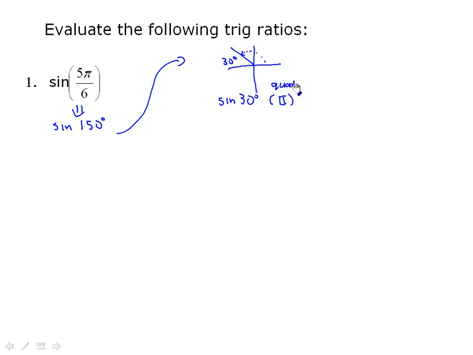And sine, the sine ratio, is positive in quadrant 2. So you take a look at what we've established, the chart, and you'll get 1/2. Positive 1/2 because sine is positive there. Now had you keyed this into your calculator, you would have got the sine of 5 pi divided by 6, enter, and then you get 1/2.